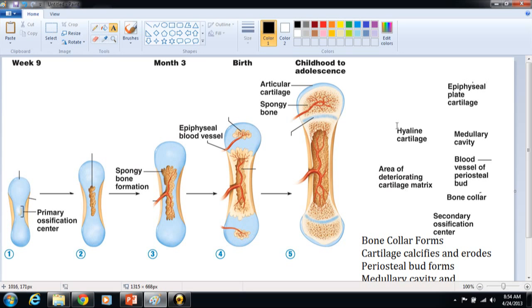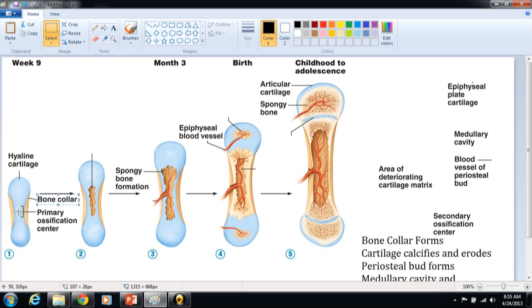Okay, the first is what we have is a hyaline cartilage that resembles the bone. Okay, so your skeleton, when you're developing as a fetus, is first all made of cartilage. And then from there you have ossification happening. And the first part that ossifies is the bony collar, around the outside of the middle of the bone.